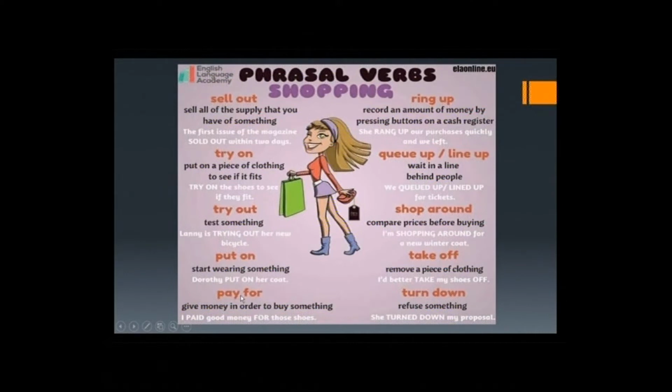What does pay for mean, to give someone money. Pay for shows the purpose. Okay, so I paid good money for those shoes, right? So again it's shopping. Ring up, record an amount of money by pressing buttons on a cash register. She rang up our purchases quickly and we left. Rang up means record an amount of money, pressing the buttons on the cash register.